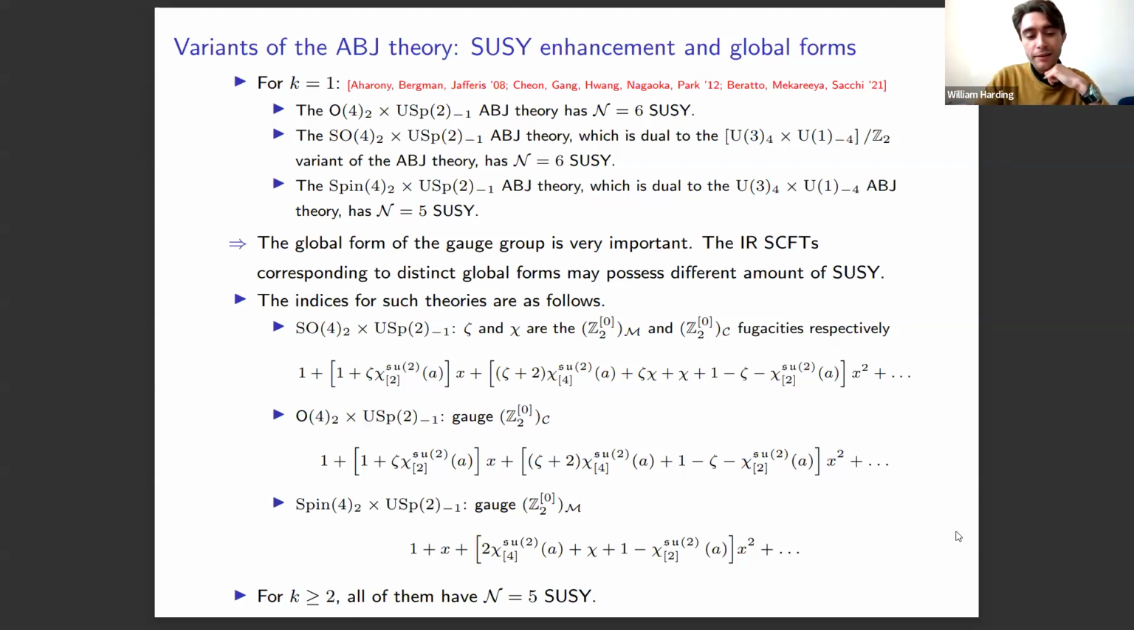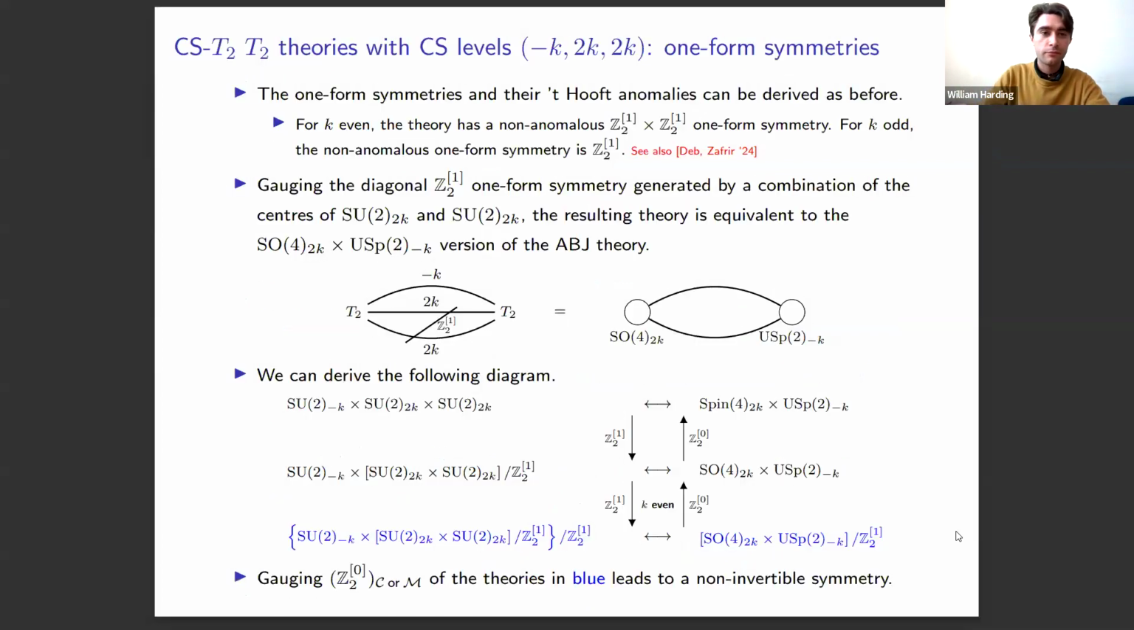However, if we take K, the Chern-Simons level, to be bigger or equal than 2, we always find that all of these global variants always possess n equal to 5 SUSY. Okay, so finally, let us consider also the one-form symmetries of our Chern-Simons theories with 2 T2 and levels minus K to K. Now, actually, the one-form symmetries and their 't Hooft anomalies can be derived exactly as before, so as in the case with one copy of T2.